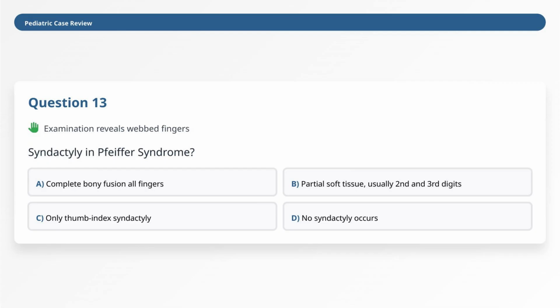Question 13. During detailed hand examination of a patient with Pfeiffer syndrome, you notice webbing between certain fingers. What is the typical pattern of syndactyly in this condition? Option A, complete bony fusion of all fingers. Option B, partial soft tissue syndactyly, usually affecting second and third digits. Option C, only thumb to index finger syndactyly. Option D, no syndactyly occurs.